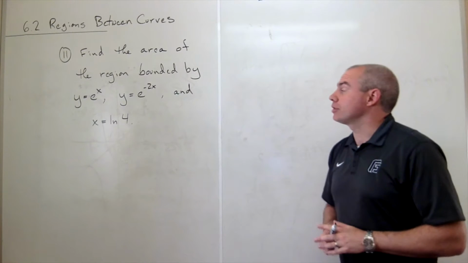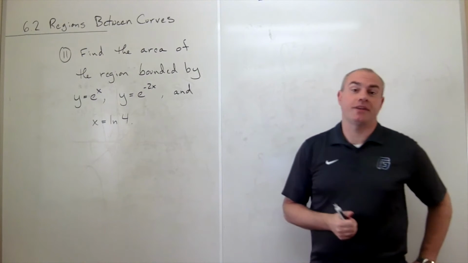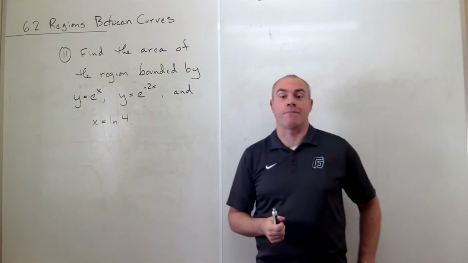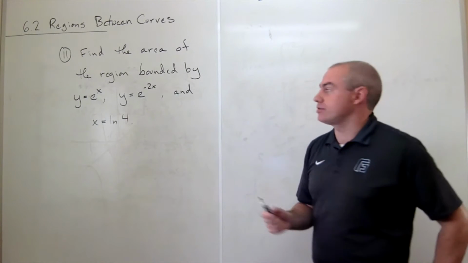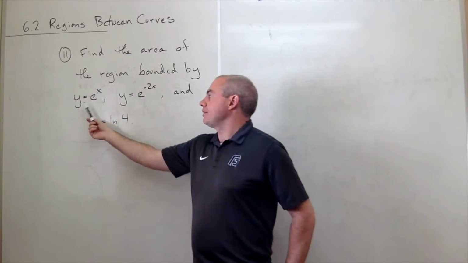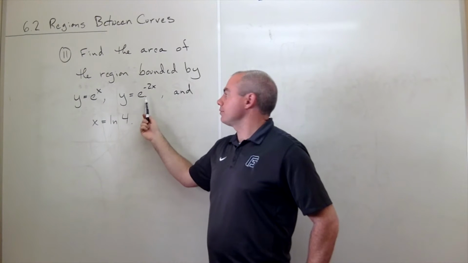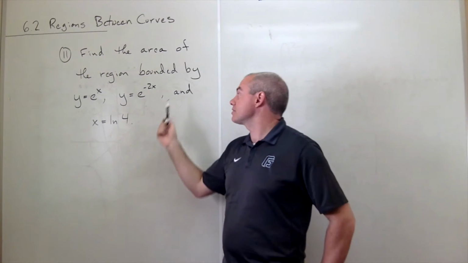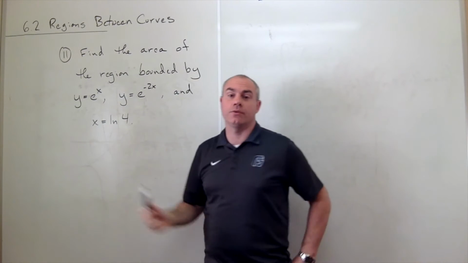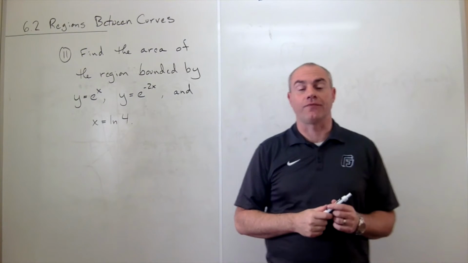In problem number 11, we'd like to find the area of the region that's bounded by three curves. And those three curves are y equals e to the x, y equals e to the negative 2x, and x is equal to the natural log of 4.